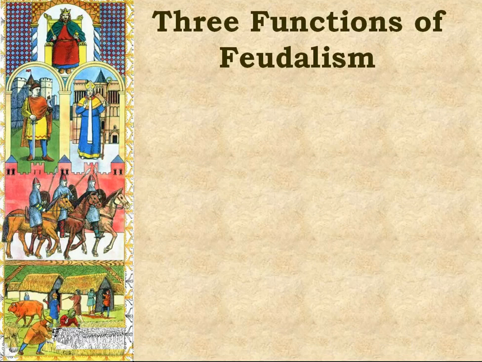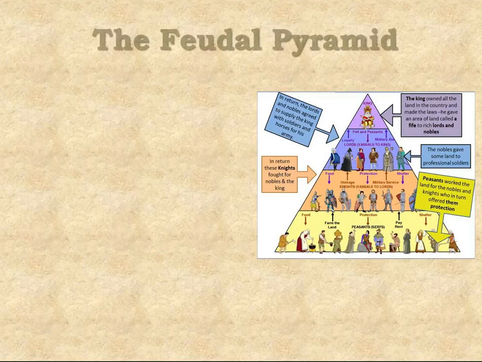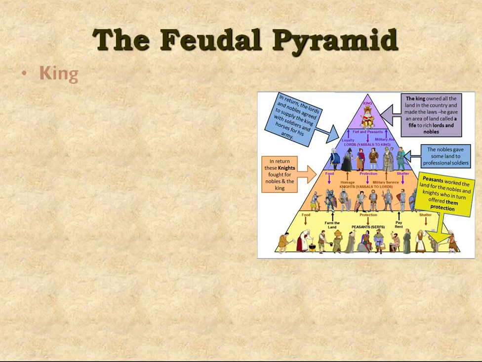The second of the functions is social. And the social meaning, like interactions between people. Each class of people has certain responsibilities, and they owe things above and below them. So let's take a look at what's known as a feudal pyramid. This is oftentimes compared to the Japanese feudal pyramid. So at the top you have the king.